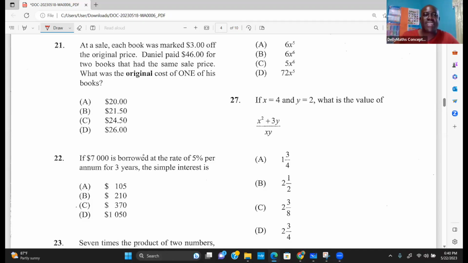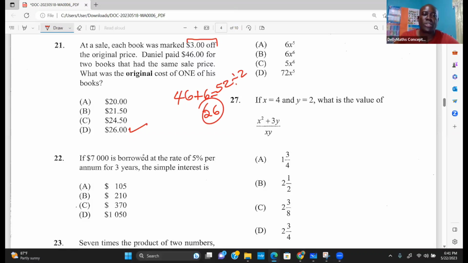All right, so what do you get for your answer? I'm interested in your final answer. It's multiple choice. $26. Yeah, so there are many ways it can work, right? You're looking at important details like you're going to get $3 off. Daniel paid 46 for 2. So you could say, if he bought 2, that means he got $6 off overall. So that's $52, and then you could divide it by 2 and you get 26.